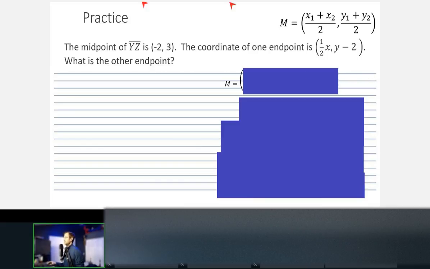All right, let's look at the setup first. How much time do we got left? All right, we got 3 minutes.